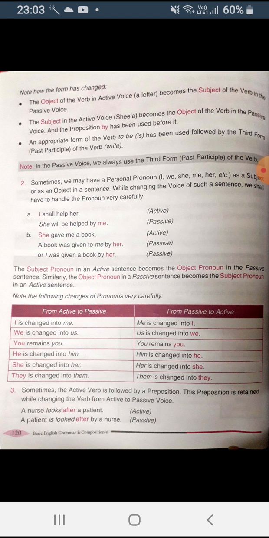Now, if it is vice versa, if you want to convert passive voice to active, in that case, me will be changed to I, us will be changed to we, you will remain you, him will be he, her will be she, and them will be changed to they. These are the points we have to keep in mind while converting active to passive voice.